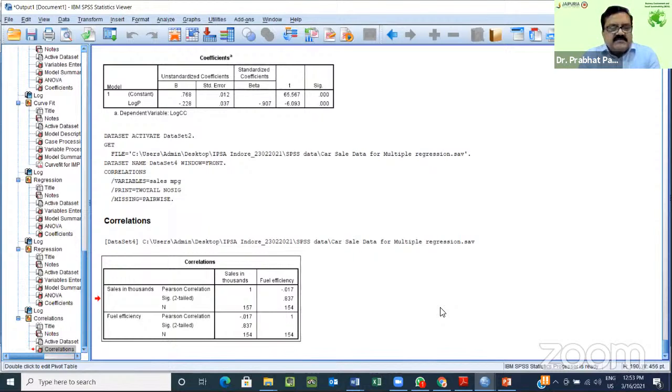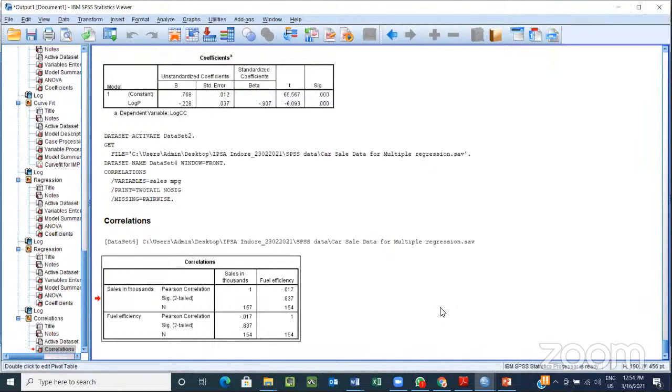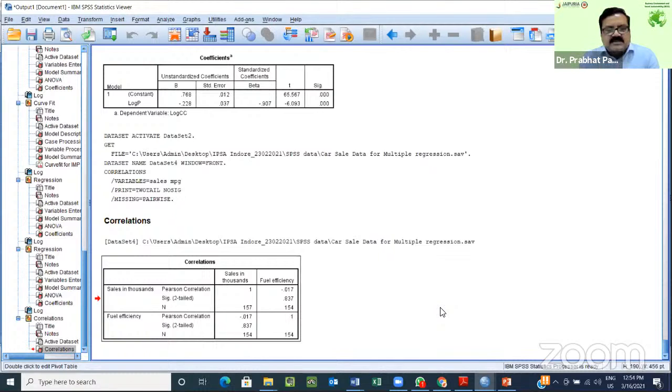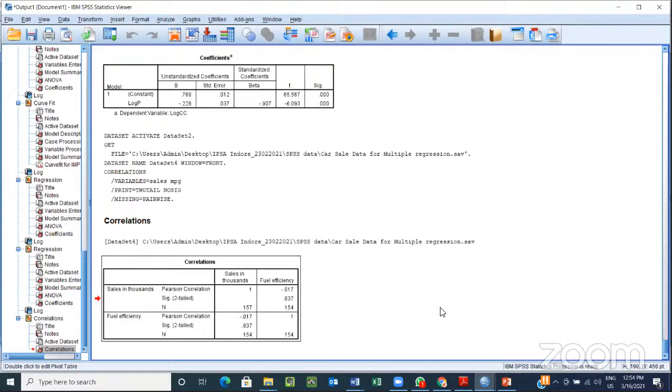So the correlation that we got is minus 0.017, and then the p-value is 0.837. So what is the interpretation? Sir, there is almost no correlation. There is no correlation, yeah. In fact, negative correlation, yeah. But it's an insignificant correlation. Not significant, non-significant, yes.